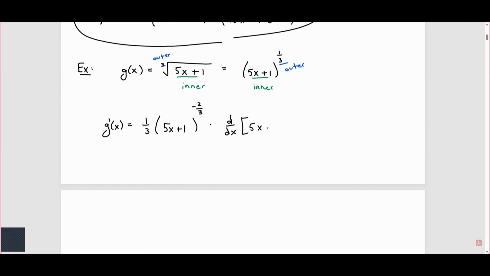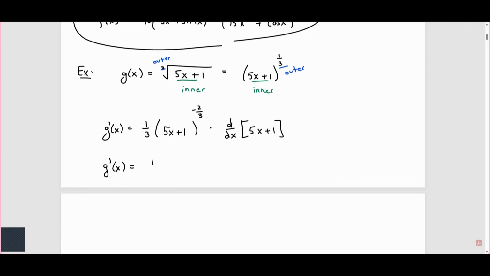Again, I'm just writing it like this to make sure we keep ourselves organized, but you could probably just skip ahead and go ahead and take the derivative of 5x plus 1. And it depends how complicated it is if you want to put some extra steps in there.